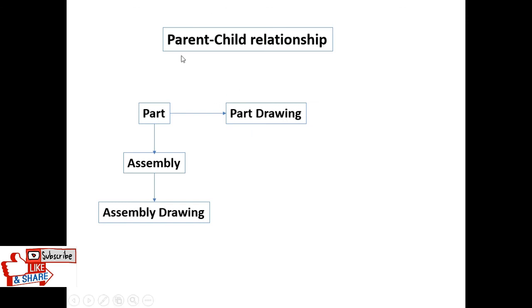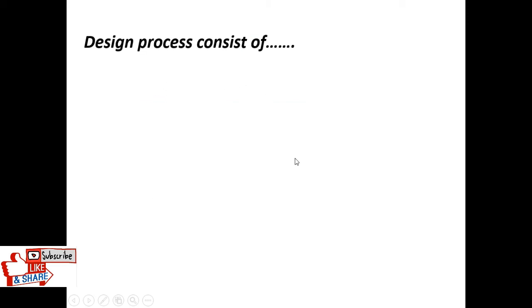Here you can see the parent-child relationship. This part file is the parent for the assembly. If you delete the parent part or feature, the child part or feature fails, because there is some dependency, or you have to delete this one. But if you delete the child, the parent will not be affected.